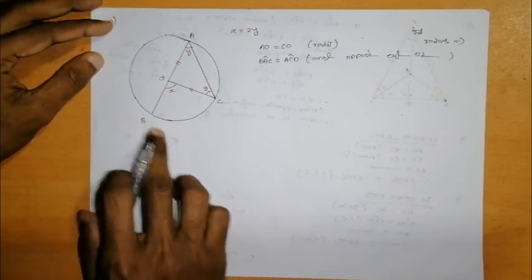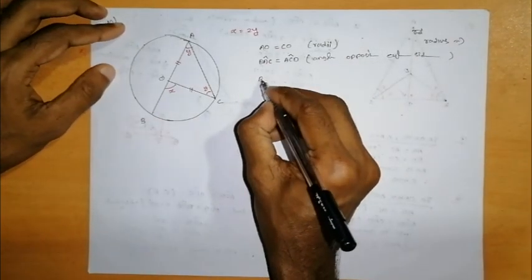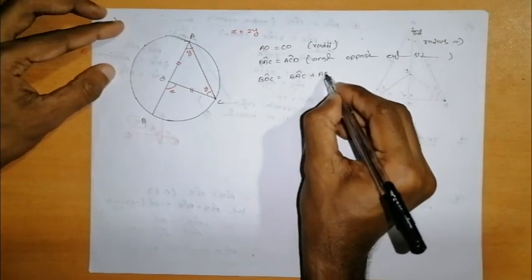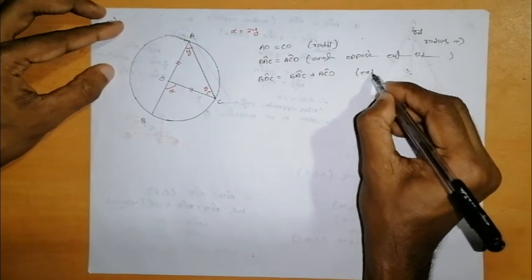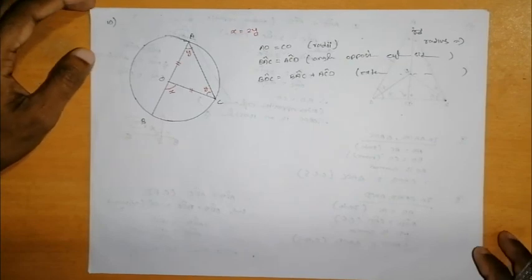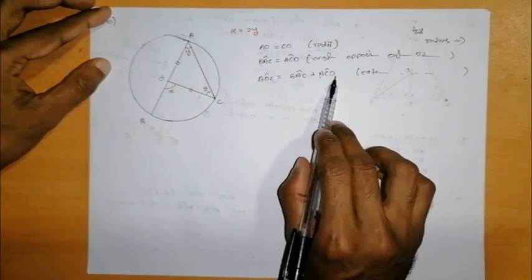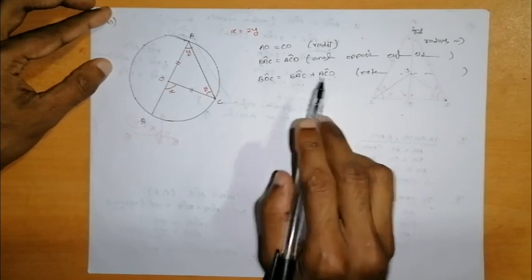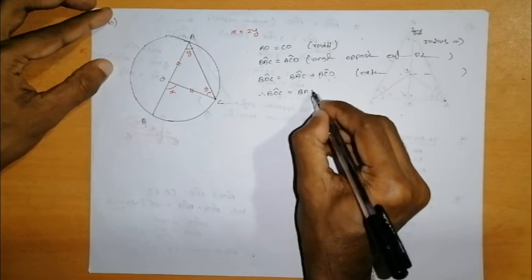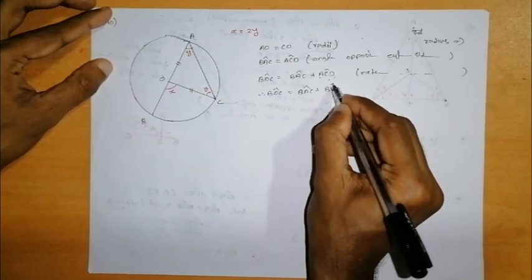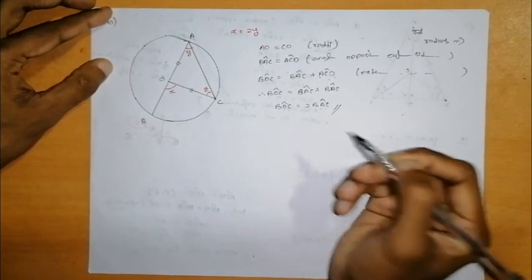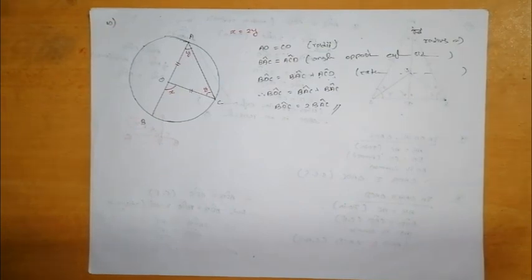So now we can use the exterior angle theorem. BOC equals BAC plus ACO. Exterior angle equals the sum of the two interior opposite angles. Write it in full form. So instead of ACO, we can replace it with BAC. So BOC equals BAC plus BAC. So BOC equals 2BAC. So that is our last question of 9.3.